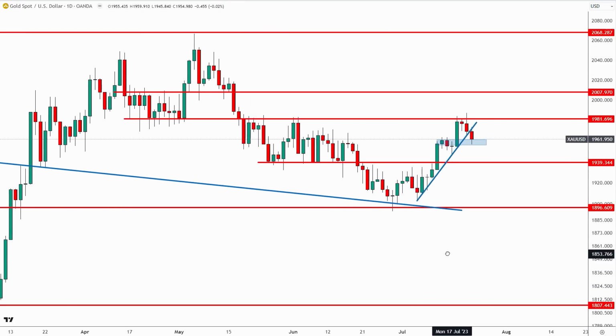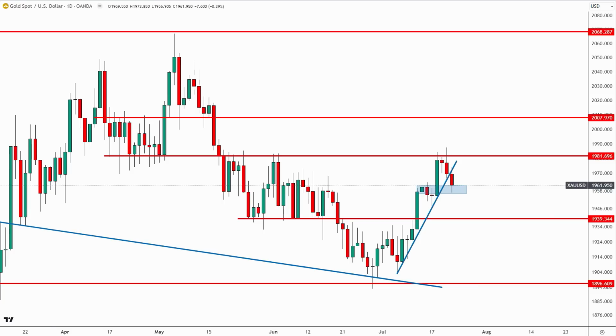We could see higher from the market, but this is also a case where you have to trade what the market gives you. And right now, the market is giving you a range between these two levels.